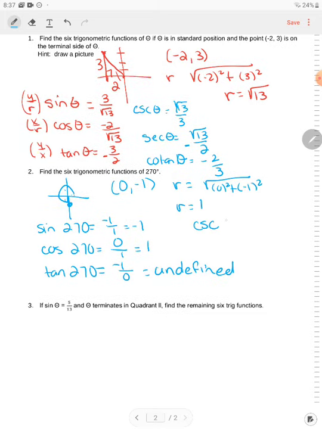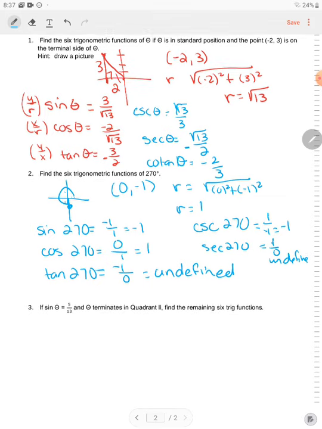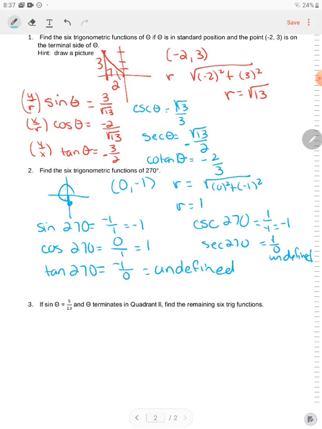Okay, cosecant of 270 is 1 over -1, which is still -1. Secant of 270 now is 1 over 0, which now secant is undefined. And then cotangent of 270 is equal to 0 over -1 equals 0.